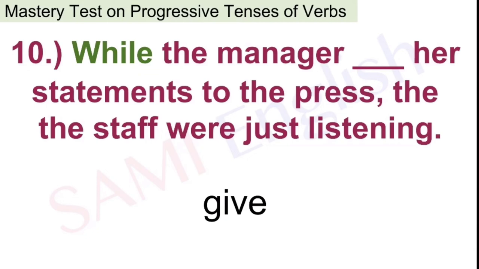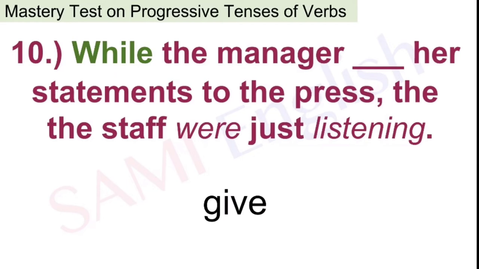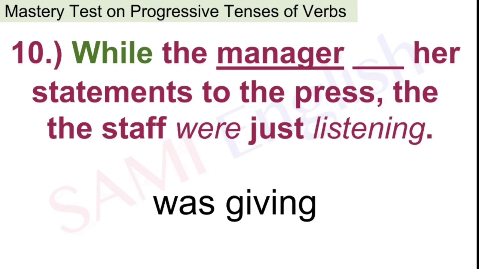Just look at the given action. The given action in this sentence is, were listening. And it's in past progressive tense of the verb, right? So we should also use the past progressive tense of the verb give, okay? Giving. So should we use was or were giving? The subject in the first clause is manager. It's singular, so we should use was, okay? While the manager was giving her statements to the press, the staff were just listening.